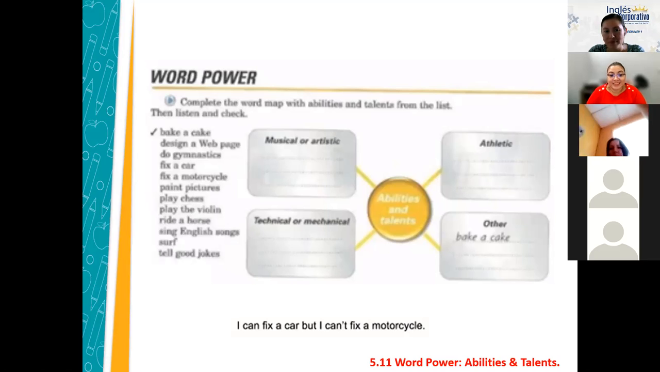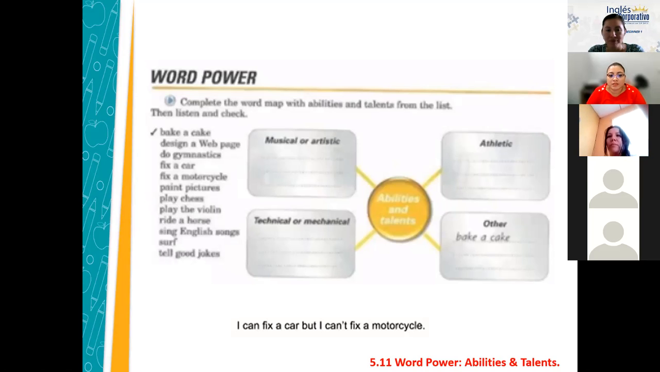I can do, I can do play soccer. Ah, yes, perdón. I can play soccer.